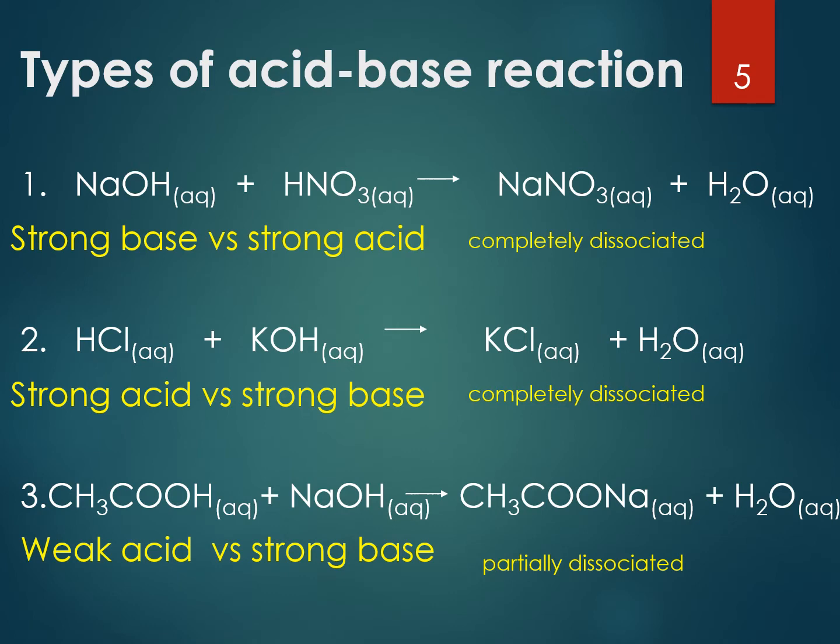But in the third equation, this is a reaction between weak acid and strong base. So typically, this is an example of a partial dissociation, meaning not all of the acetic acid that you see here is actually converted into products. There's a certain fraction that is converted into products, and there's also a certain fraction that would remain undissociated. That's why it's called weak acid.